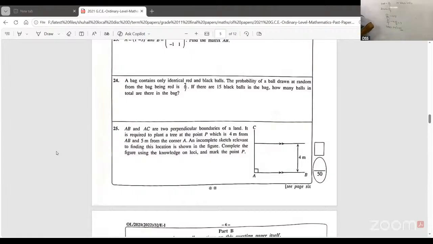They have told AB and AC are two perpendicular boundaries of a land. It is required to plant a tree at the point P, which is 4 meters from AB and 5 meters from the corner A. An incomplete sketch relevant to finding this location is shown in the figure. Complete the figure using the knowledge on loci and mark the point P, they have asked.